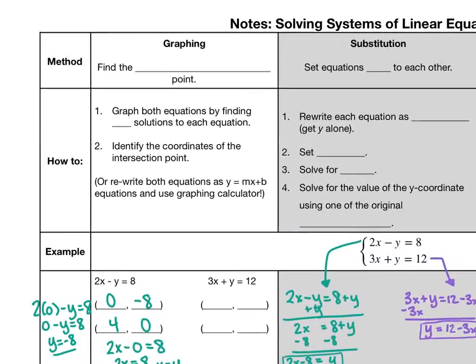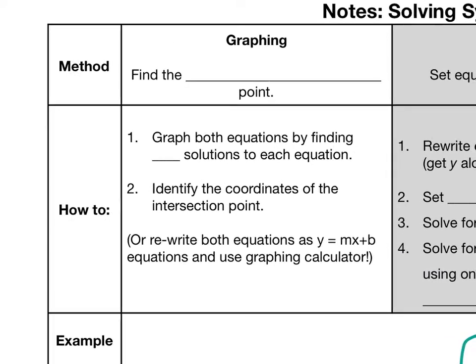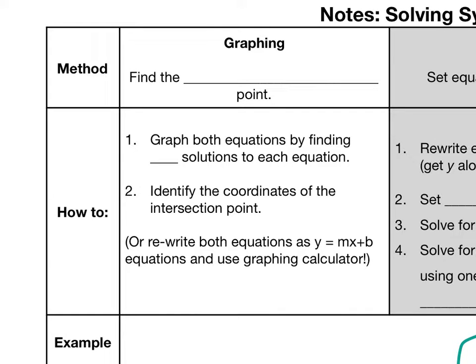So one method we have used for solving a system is graphing. And when we use the graphing method, we are really just trying to find the intersection point of the two lines. So we're going to be graphing the two lines and then looking for where those two lines cross.